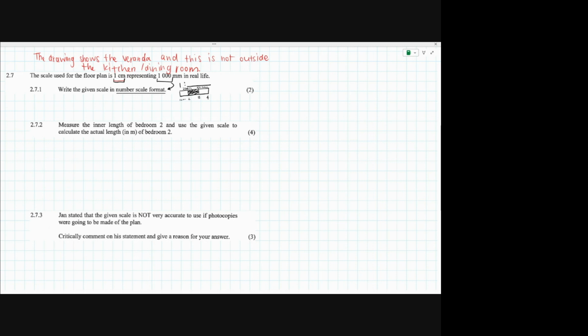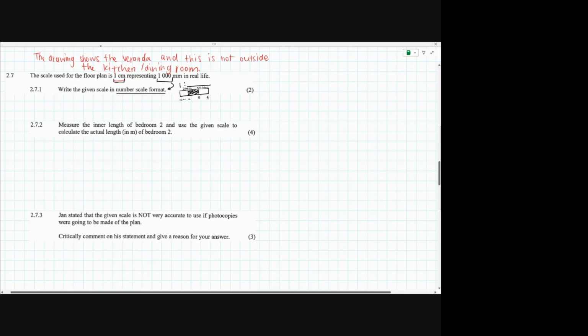Okay, so you've got two types of scale that you need to work with. I can't say that we work with one more than the other. We don't. It's very much a case of whatever your examiner decides to work with. So you need to be comfortable with both. Sometimes it's a bar, sometimes it's a number scale. It really depends. Okay, so it says in number scale format.